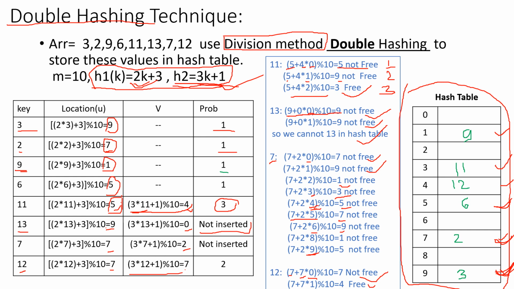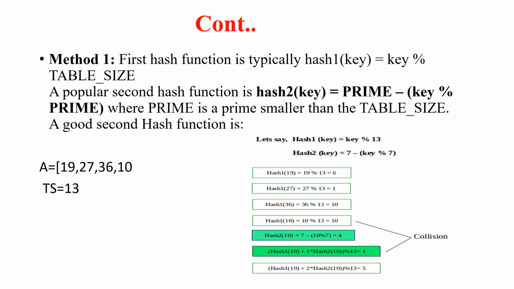And if you want to write the order of the hash table, what will you get that? Empty 9, empty 11, 12, 6, empty 2, empty 3. So this will be the order of a hash table, order of an element in the hash table. Okay. Next thing is very much important. Just now I have explained the example.